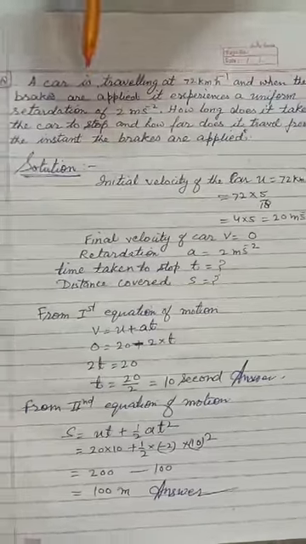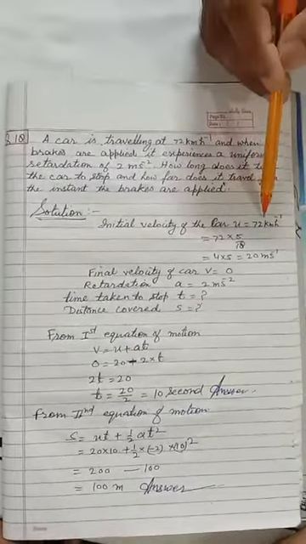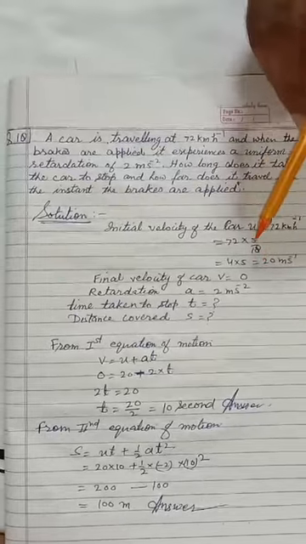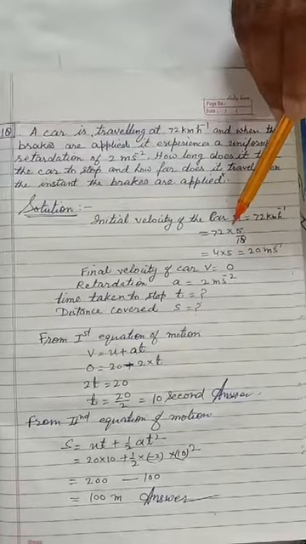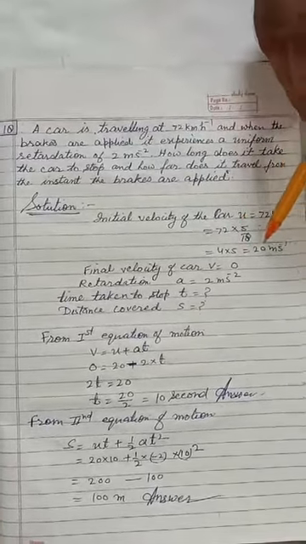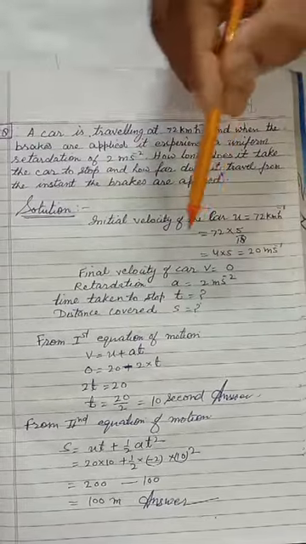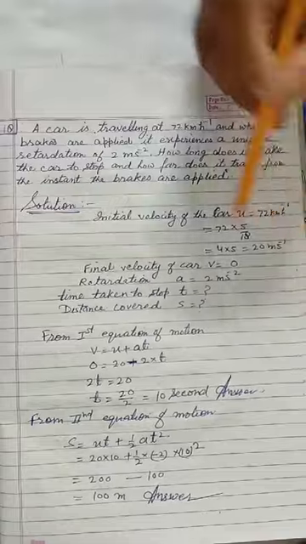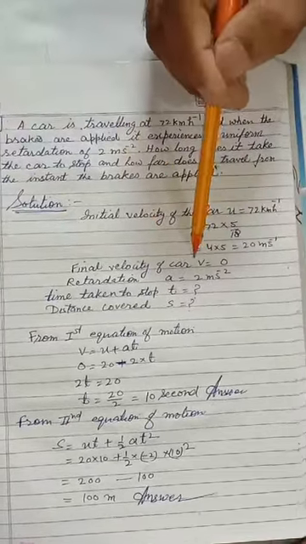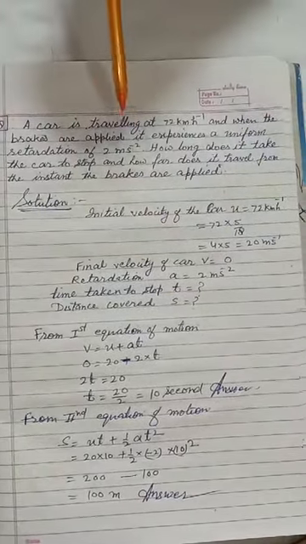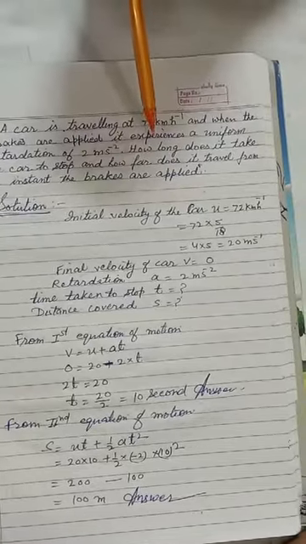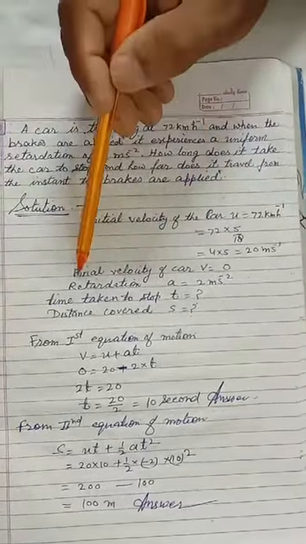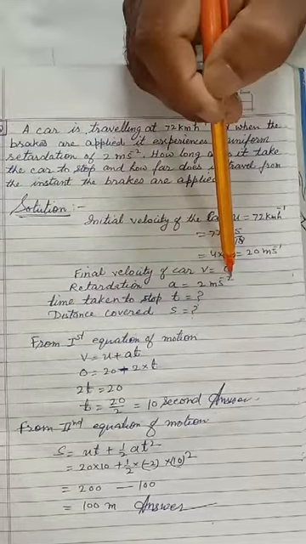So here what is given? Initial velocity of the car u is given, that is equal to 72 km per hour. We will convert it into meter per second just by multiplying it by 5 by 18. It is converted now into 20 meter per second. So initial velocity of the car is u equal to 20 meter per second. Final velocity of the car is v equal to 0 because brakes are applied and it comes to rest at last. Retardation a is 2 meter per second square.